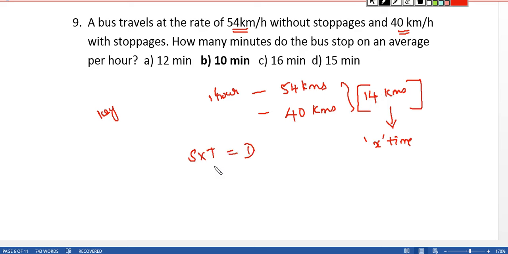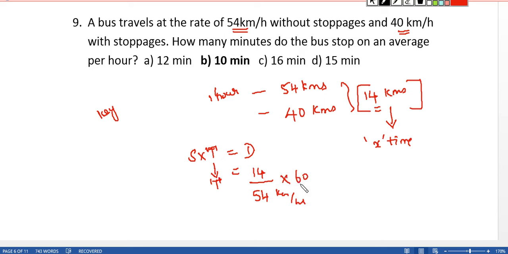Okay, they are asking, we have deduced from the question that they are asking for the time taken to cover 14 kilometers. So our distance is going to be 14 kilometers, and we need to find the time t. The original speed of the bus is 54 kilometers per hour, so we'd be getting our answer in hours.